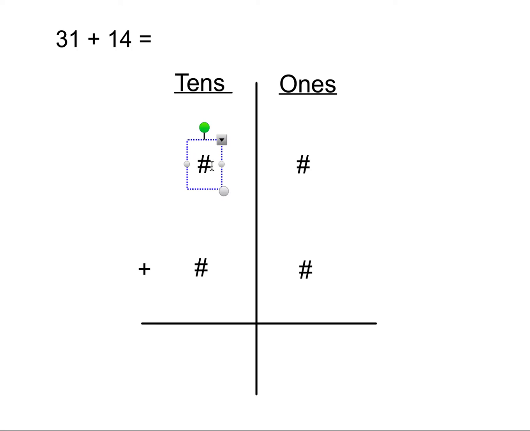So my first number is 31. 3 is in the tens place, and 1 is in the ones place. The second number is 14. 1 is in the tens place, and 4 is in the ones place. Now that I wrote up my problem, I can start drawing dots.